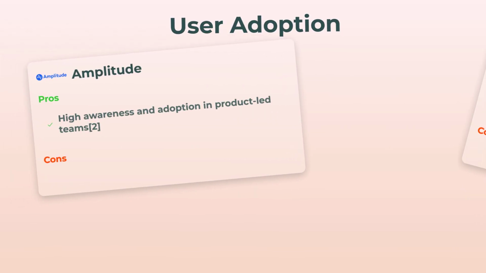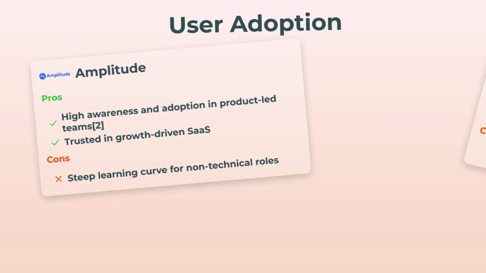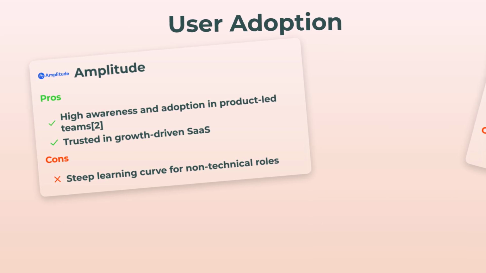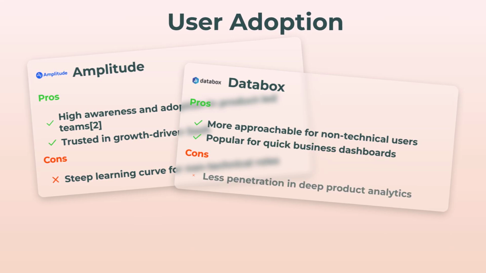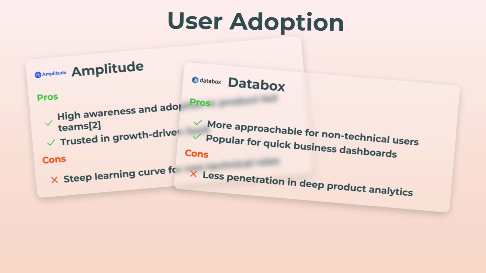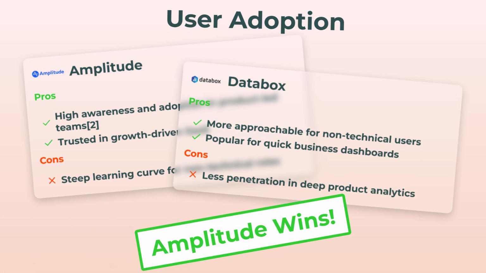User adoption. Who's actually going to use it? Amplitude is huge in growth-driven SaaS teams, especially ones that care about user retention or aha moments. But, warning, not the easiest for folks who aren't techie. Databox, meanwhile, is super approachable. Even the marketing intern can build out a dashboard. It's popular for quick wins. But if your team's all about deep product insights, it's not quite as universal. Here, Amplitude takes it, because for teams really pushing the envelope, it's the go-to.